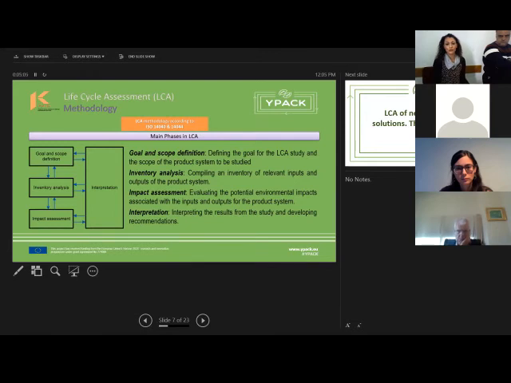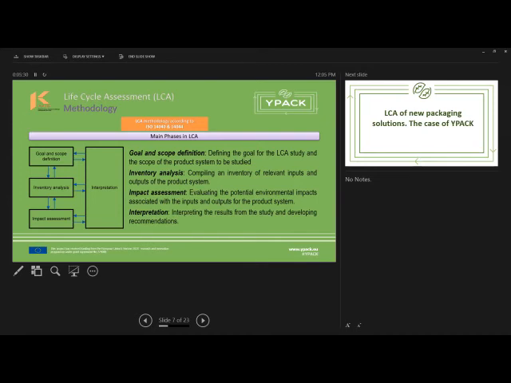LCA methodology follows ISO 14040 and 14044, and according to them, the main phases of LCA are goal and scope definition, where we define the goal of the product system studied and the scope; the inventory analysis, where we gather all the inputs and outputs of our system and compile an inventory; the impact assessment, where we evaluate all this data and evaluate the potential environmental impacts; and finally, the interpretation, where we're analyzing all our results and develop recommendations.